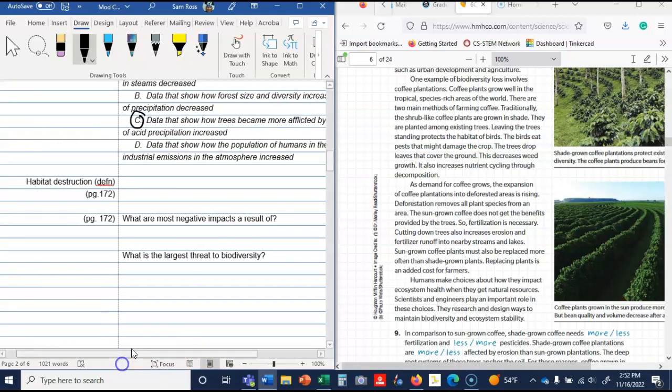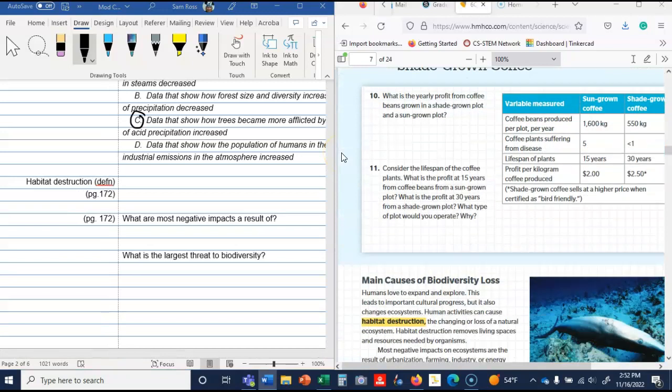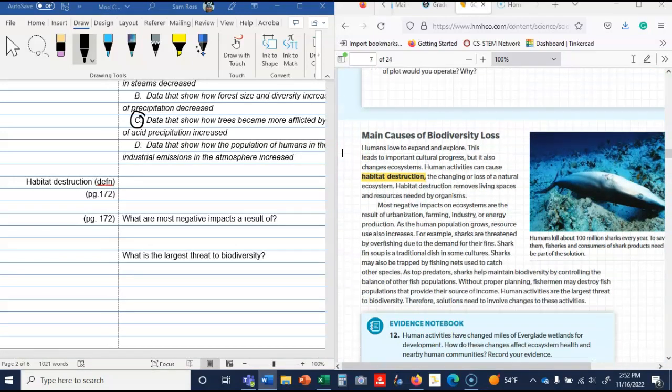Okay. All right, habitat destruction on 172. Let's see, I think we're on 171. Here we go, habitat destruction, it's right there. The changing or loss of a natural ecosystem.